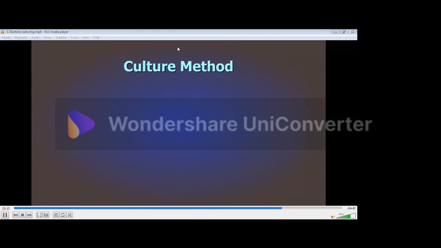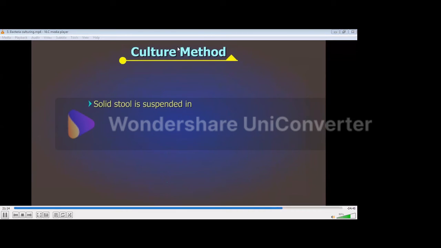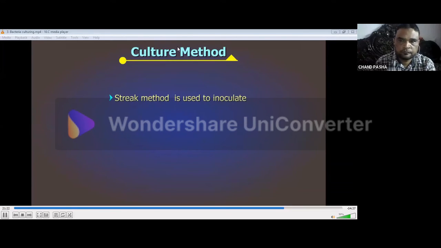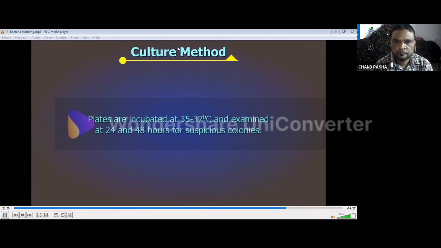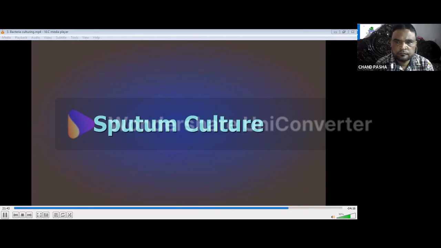Culture method. Unless the sample is fluid, a portion of solid stool is suspended in 2 to 3 milliliters of phosphate buffered saline or in 0.1% peptone water. Streak method of plating is used to inoculate blood agar, MacConkey agar, and one selective medium like XLD if required. All plates are incubated at 35 to 37 degrees centigrade and examined at 24 and 48 hours for suspicious colonies.